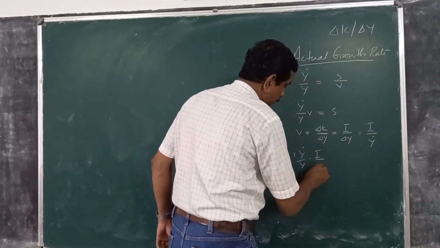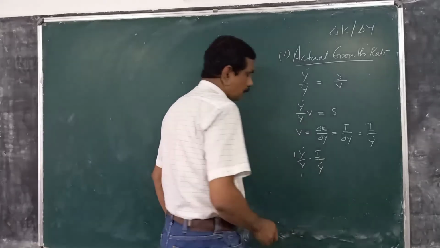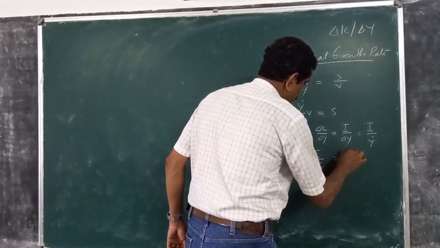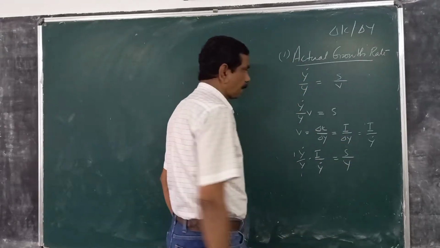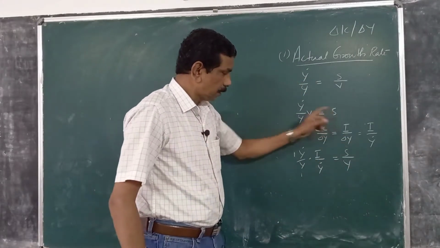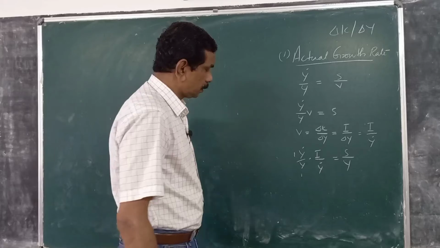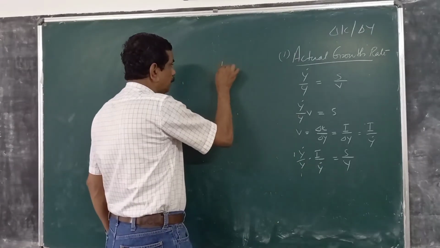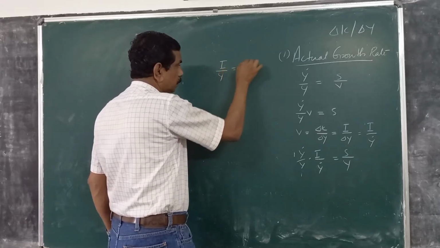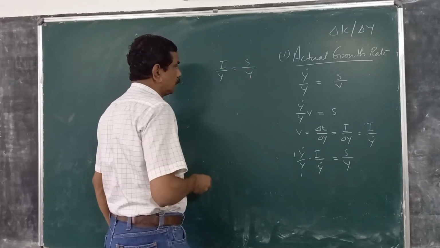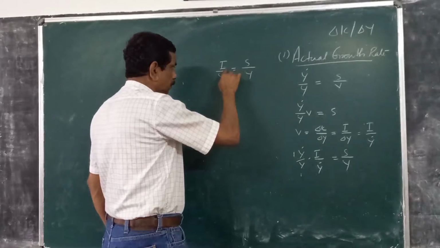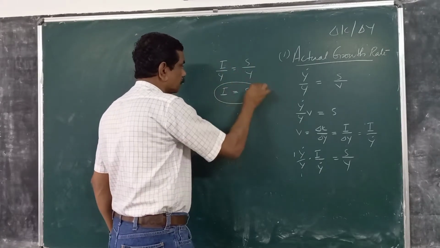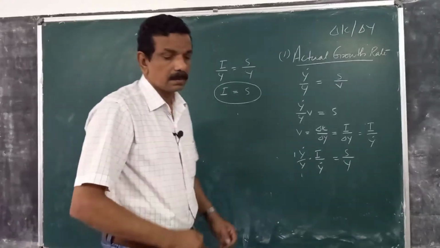So, y dot is equal to S, S by Y. And cutting these two, we have I by Y as equal to S by Y. Or multiplying both with Y, we have I is equal to S.